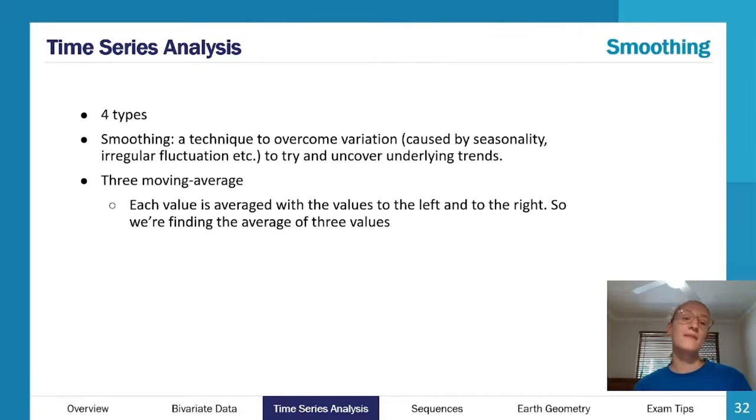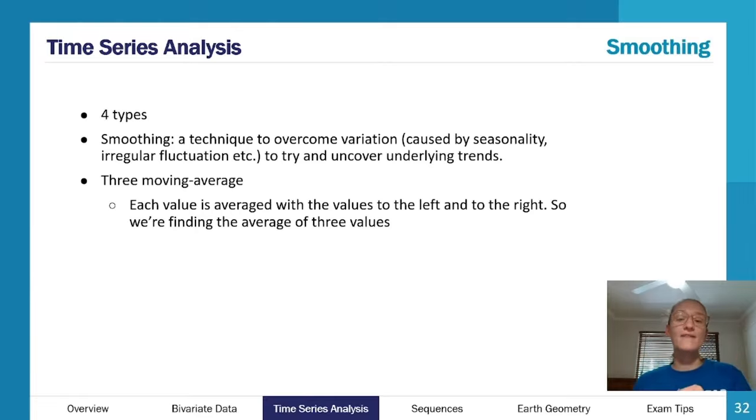To illustrate that a bit further, in the 3 moving average or the 3 moving mean, which is a type of smoothing, what we do is we take each value or each data point and we average it. So we take each value and we average it with the point to the left and the point to the right.